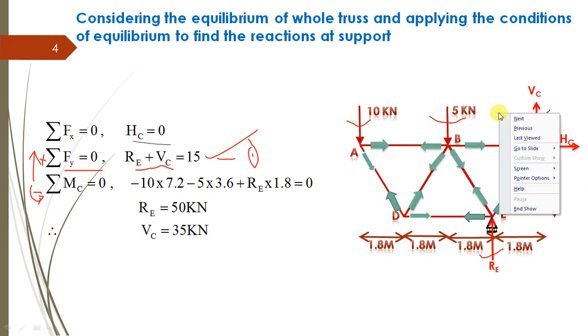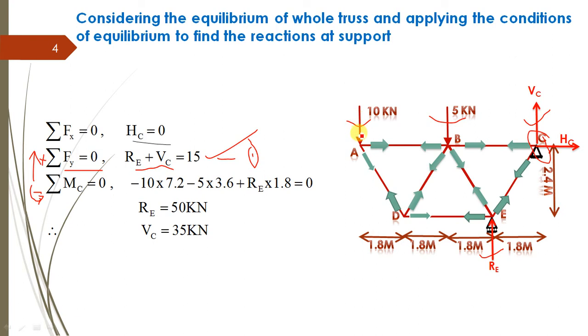What is the moment created by this 10 kilonewton force? This force into the perpendicular distance. This force is 10 and the perpendicular distance is 7.2. So 10 into 7.2, it will create anti-clockwise, therefore it is minus. Similarly 5 into this distance 3.6, again anti-clockwise, therefore negative. Then RE into this distance up to point C, 1.8. So RE into 1.8 is equal to 0.